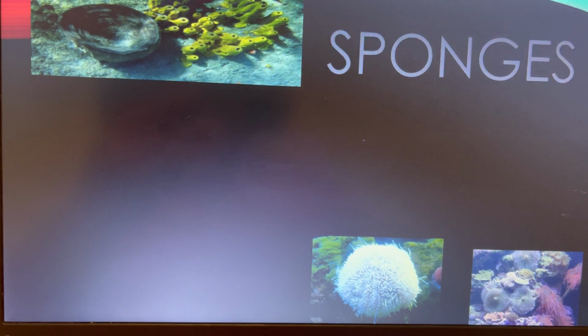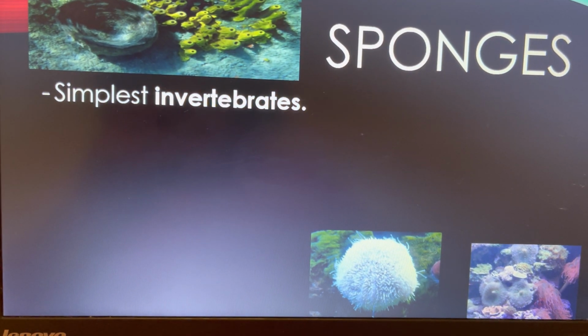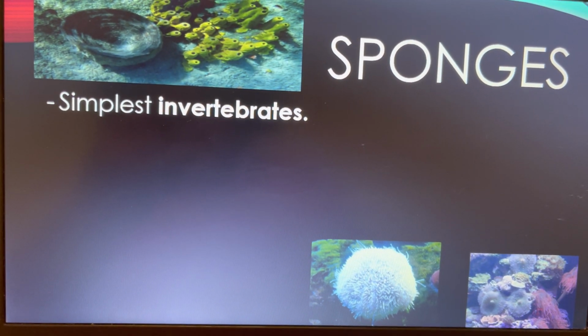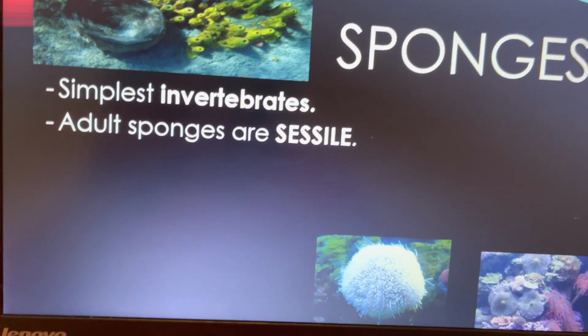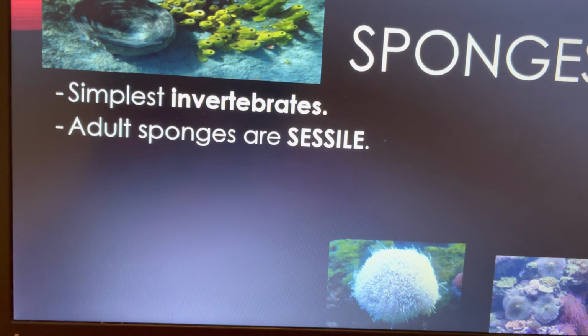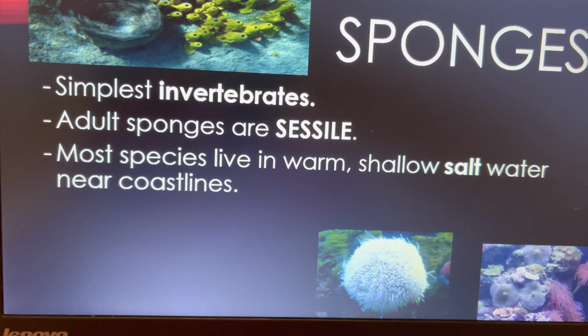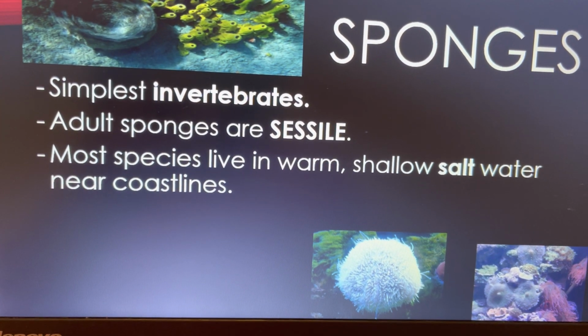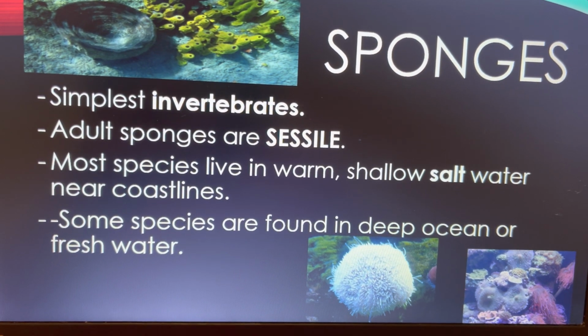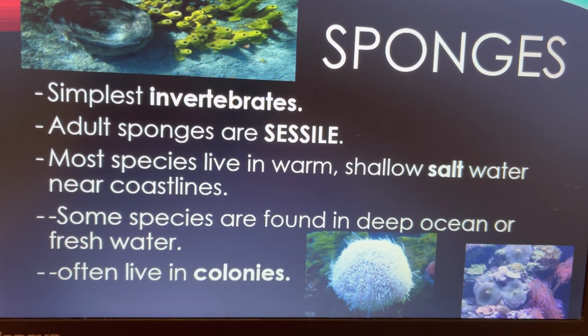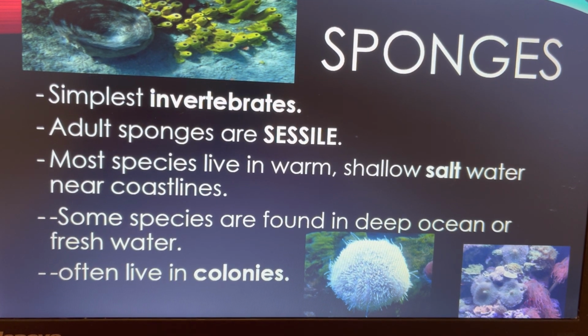So these are the sponges again. They are the simplest invertebrates. Adult sponges are sessile, or immovable. Most species live in warm, shallow salt water near coastlines, and some species are found in the deep ocean or fresh water. They often live in colonies, or in groups.